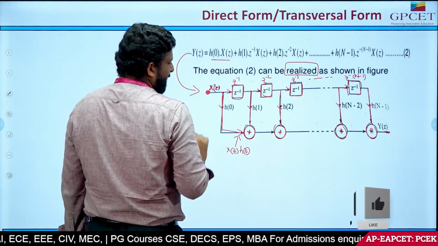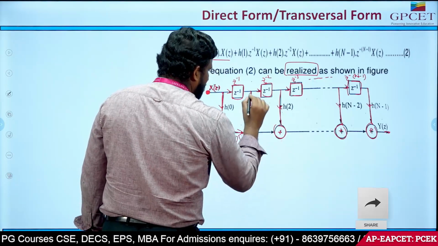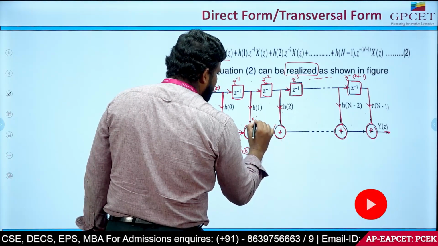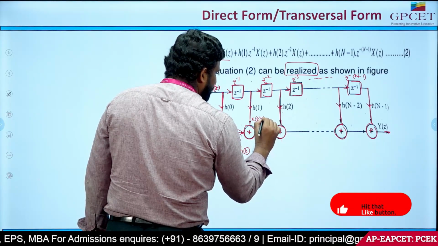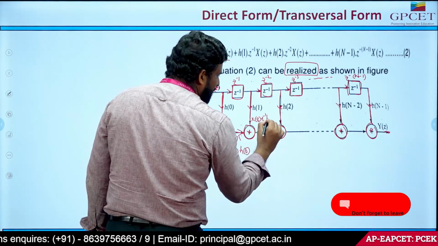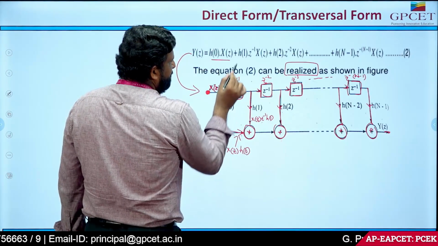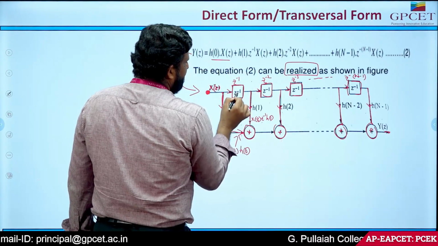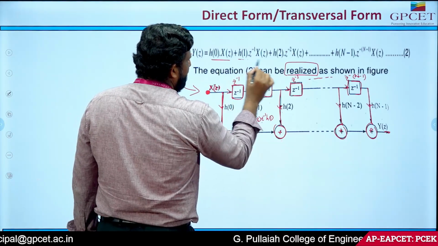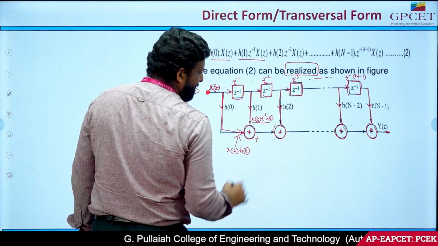H naught into x of z. Now see here, x of z into z power minus 1. What am I going to get here? X of z into z power minus 1, and what is the product here? Multiplied by h of 1. So what am I going to get? X of z, next z inverse, next h of 1. So I got the second term. These two are added.